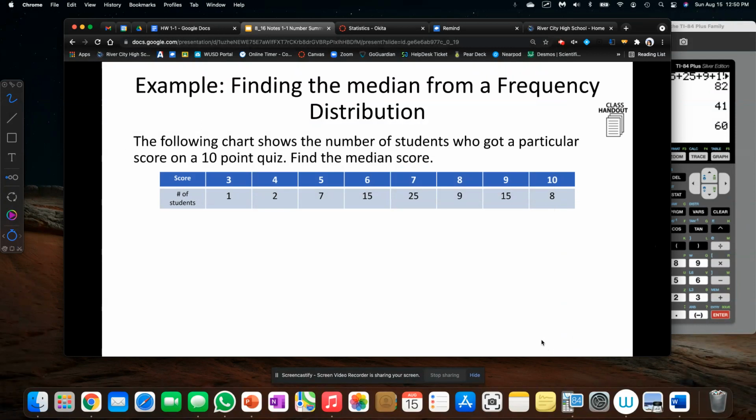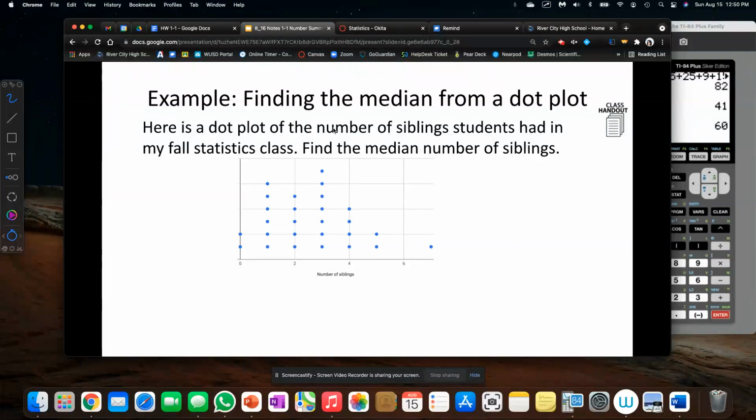All right, so now to find the median from a dot plot, we basically need to count our observations. So we have 1, 2, 3, 4, 5, 6, 7, 8, 9, 10, 11, 12, 13, 14, 15, 16, 17, 18, 19, 20, 21, 22, 23, 24, 25, 26, 27. So that's n, our sample size.